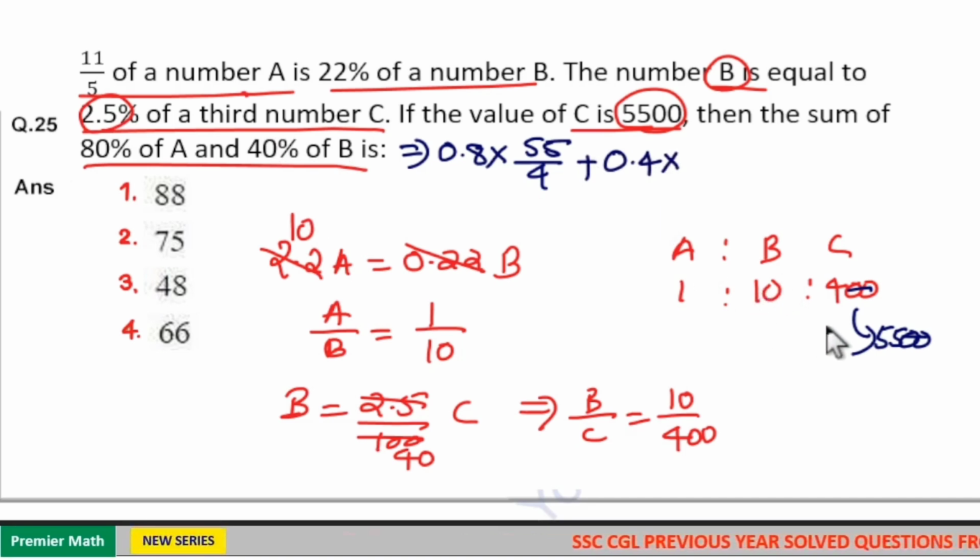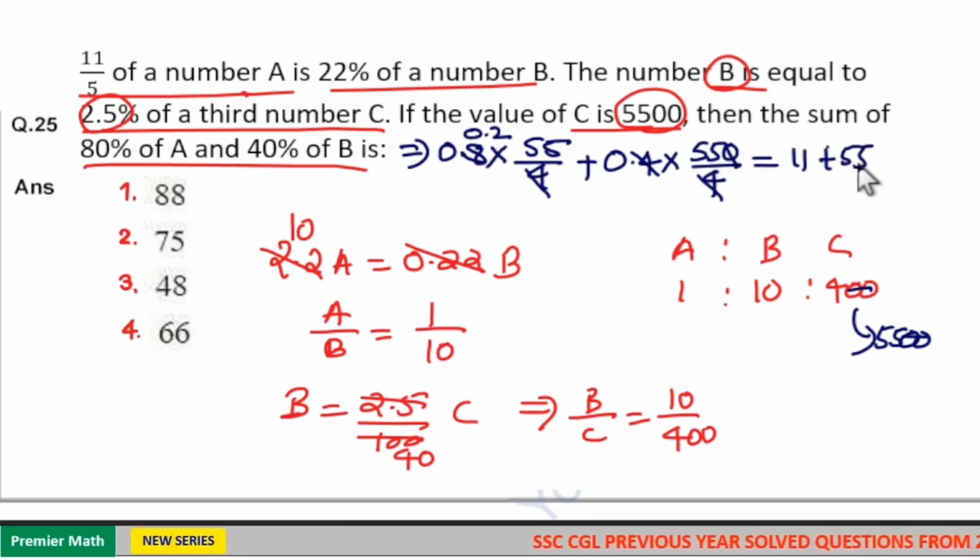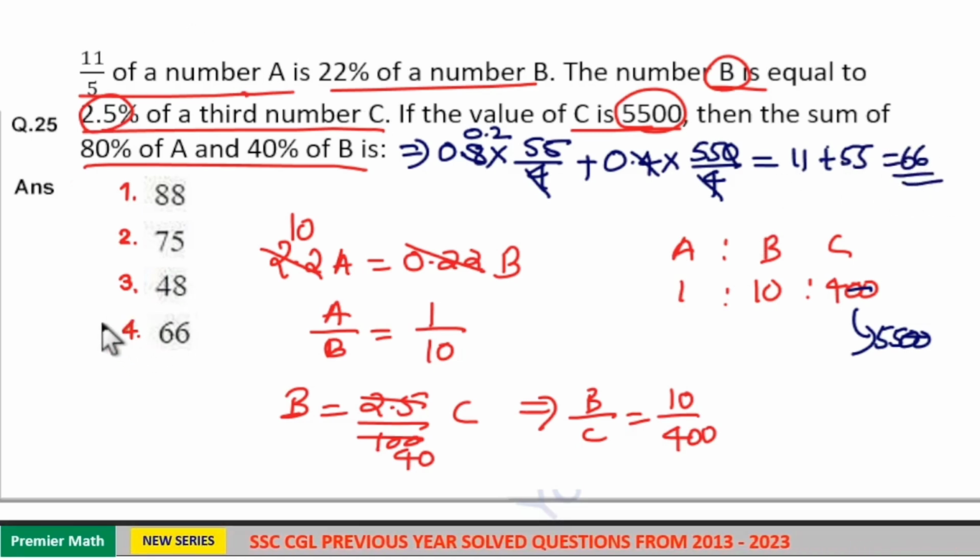10 part is equal to, if 1 part is 55 by 4, then 10 part is 550 by 4. Now 4 cancel. Here 4 goes 0.2 times in 0.8. So 55 into 0.2 is equal to 11, and here remaining is 55. So 55 plus 11 is equal to 66. So your answer is option 4.